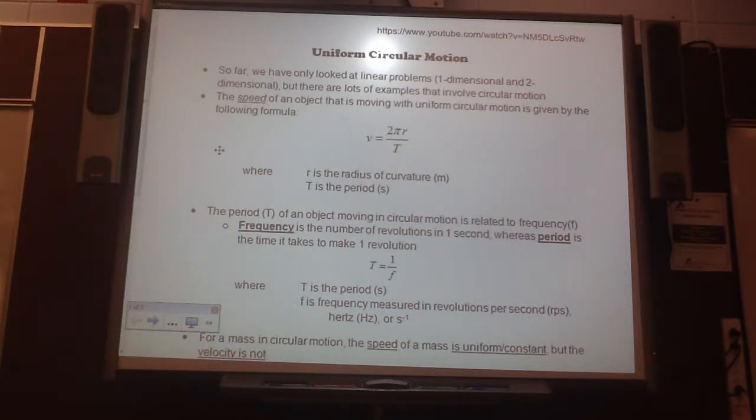So far we have only looked at linear problems, so 1 and 2 dimensional, but there's a lot of examples that involve circular motion. So that's why we are going to study circular motion. The speed of an object that is moving with circular motion is given by the following formula. So you have to write this in. V is equal to 2 pi r divided by t.